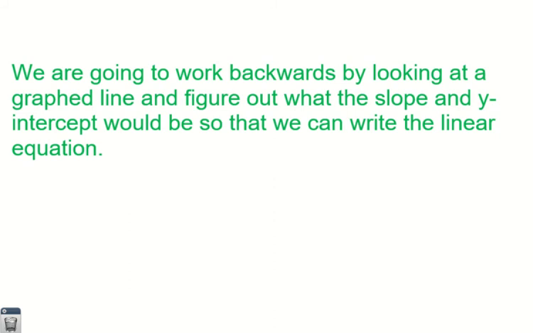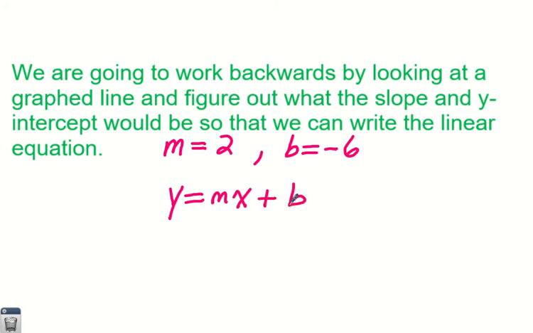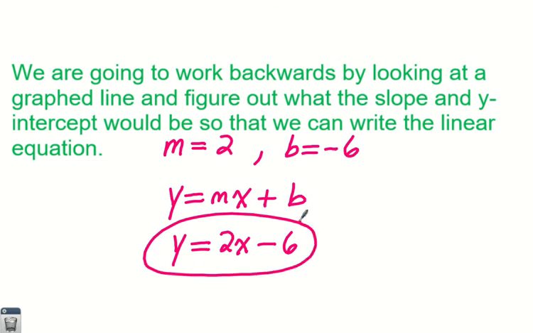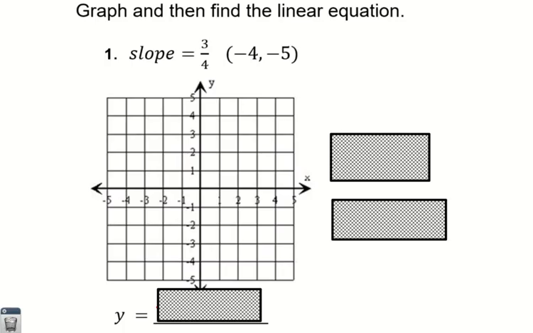For example, if you are given that m is 2 and b is negative 6, and you are supposed to come up with the equation, that's easy. You can use this basic form and just plug in the 2 for m and the negative 6 for b, and you could easily come up with the equation of this line. So that's very simple.